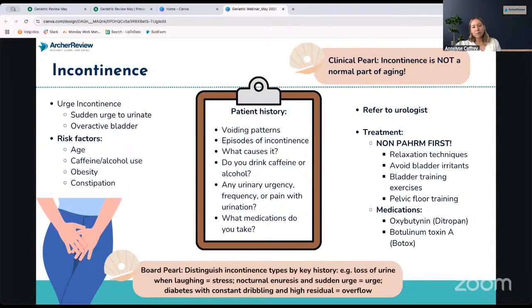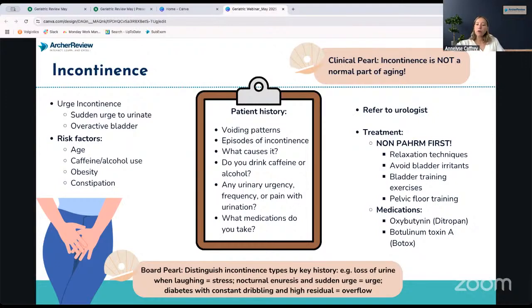But urge is the most common type. That is caused by the overactive detrusor muscle in the bladder and then just bladder hypersensitivity. So remember, the bladder gets smaller, it can't stretch as much, those detrusor muscles become overactive, and the bladder becomes really sensitive, especially to irritants like caffeine, sodas, things like that.